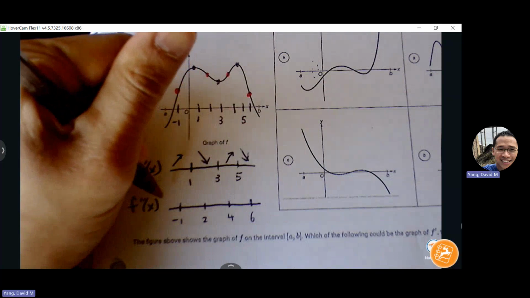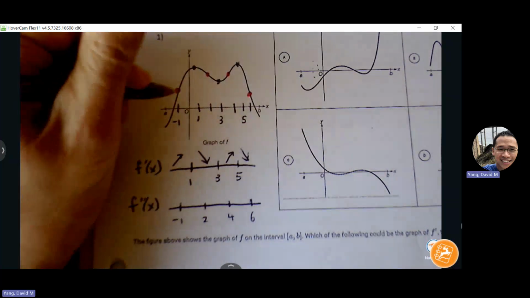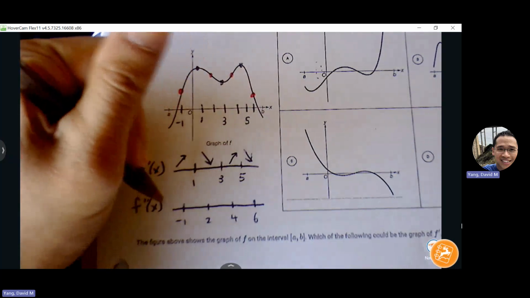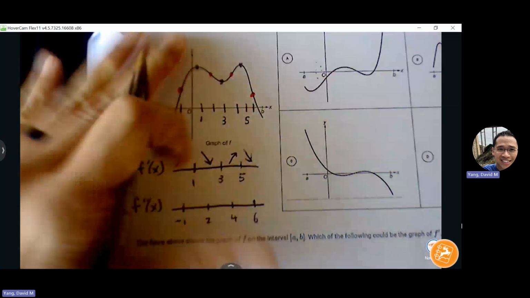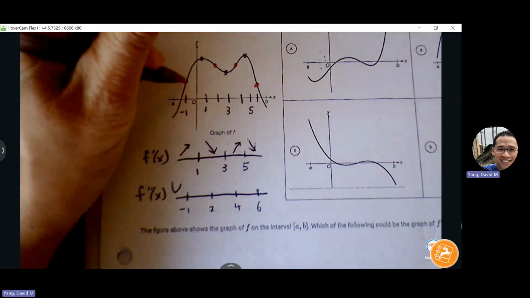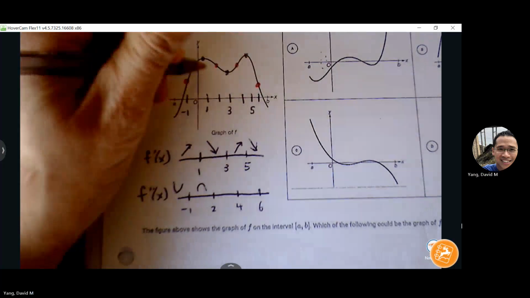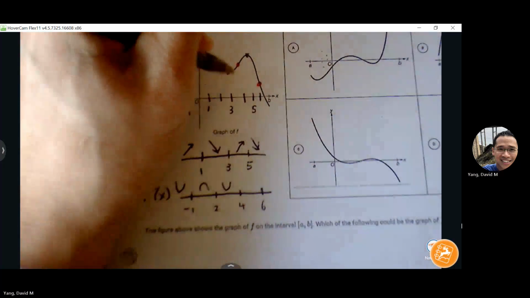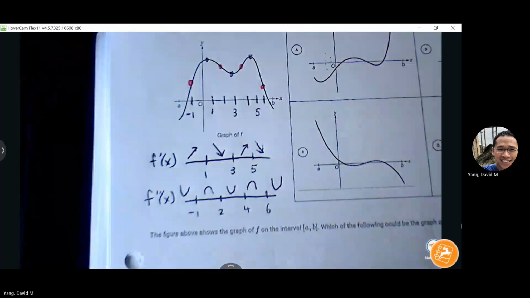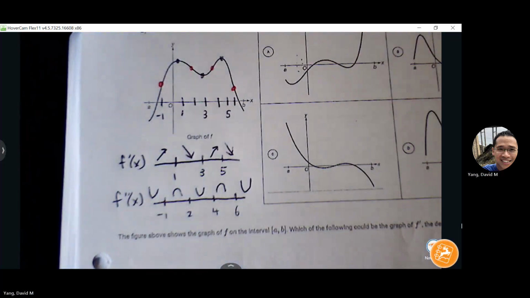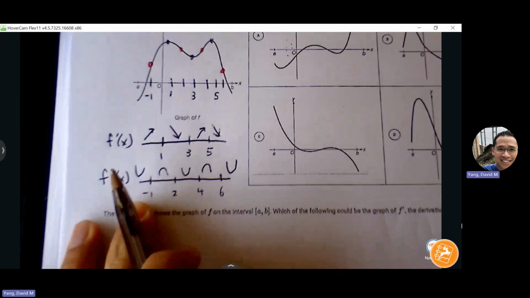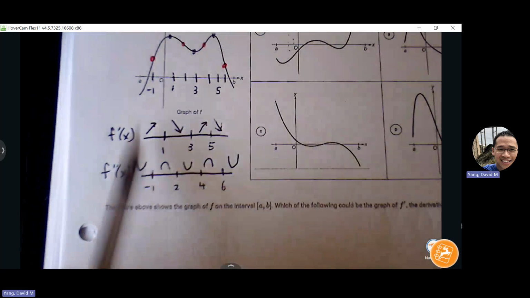So I want the graph to start off with concave up, right? This portion is concave up. This is the original graph. So whatever the curvature looks like is exactly what we can do here. Concave up changes to concave down, back to concave up, concave down, and concave up. So we want an F prime graph to resemble all this information.